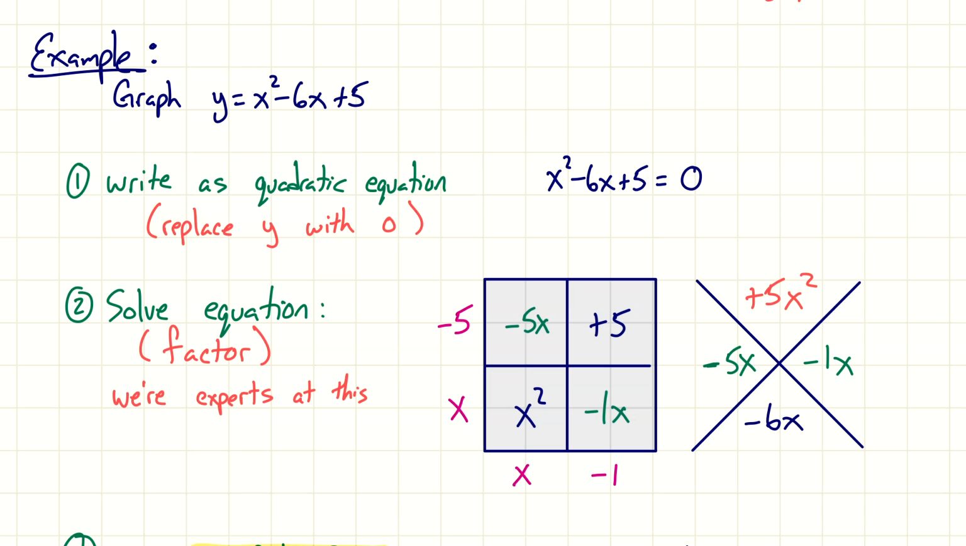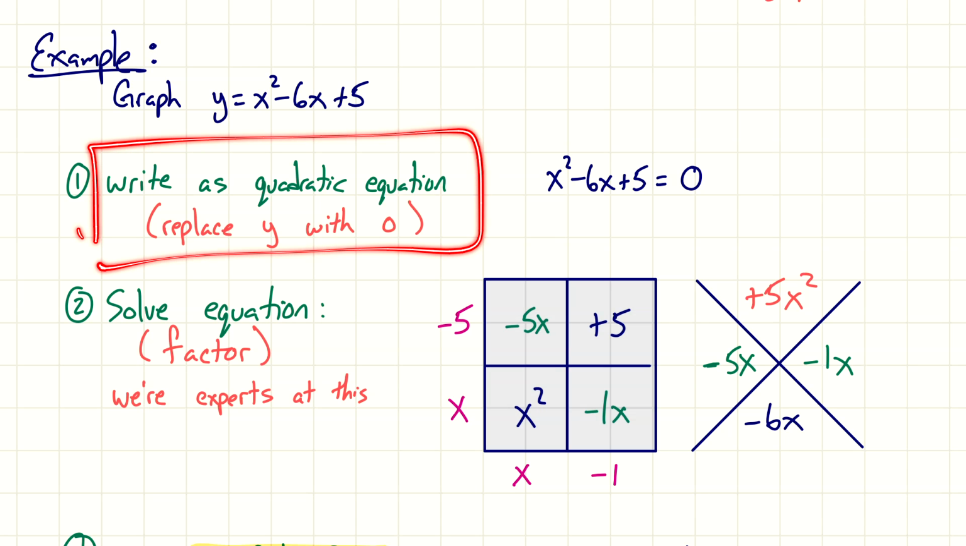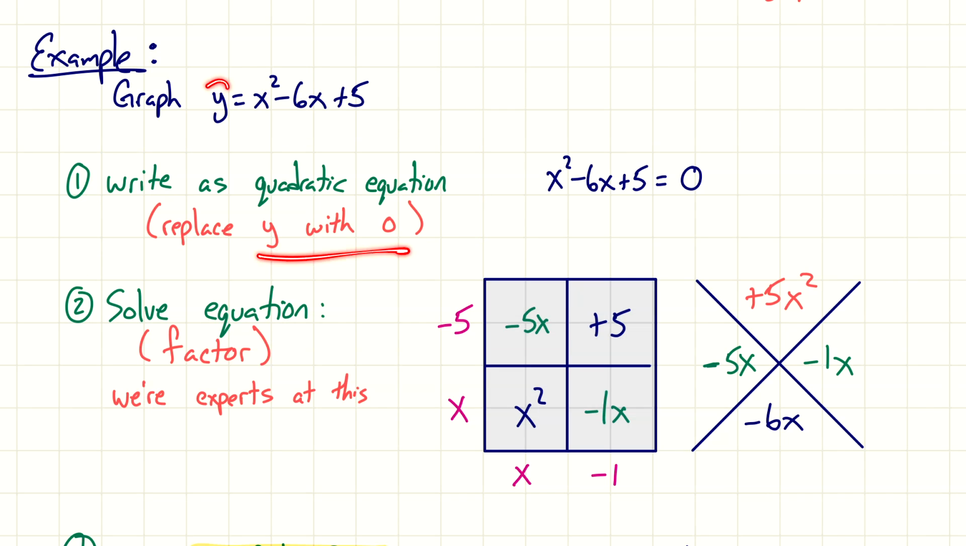So this is an alternative to that, which actually uses something that we're already familiar with. The first thing is, let's write this as a quadratic equation, which means replace that y with a 0. So this y means we're going to plug in a 0 in place of it.